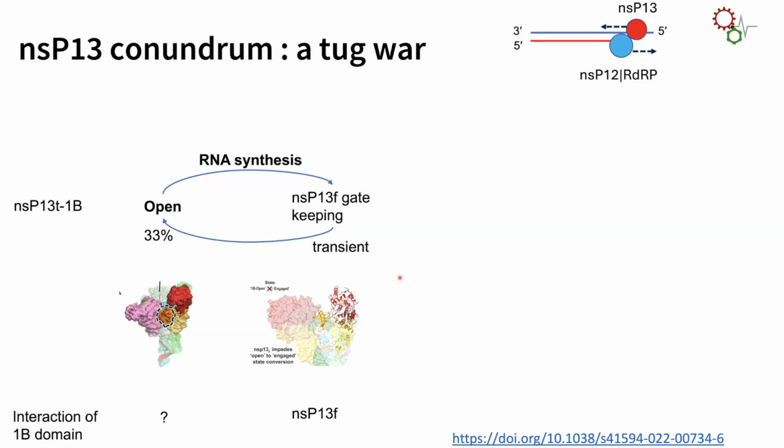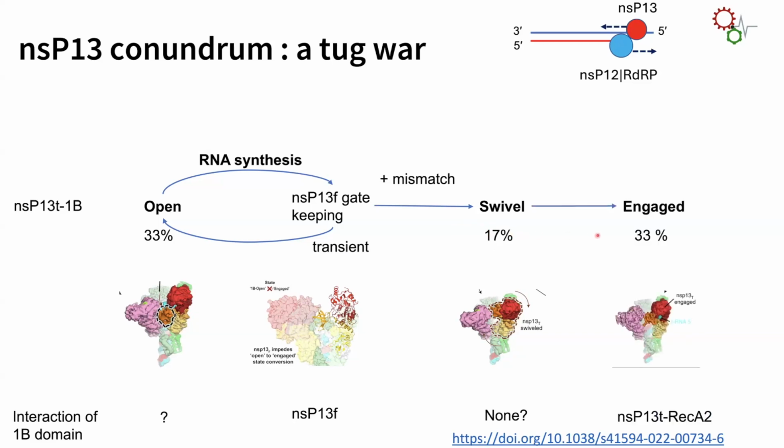RT backtrack complex, which means, in general, when the RNA synthesis happens, this 1B domain does not engage with the RNA. We say this is the open form. In this case, the RNA keeps being made because of the RdRp portions of it. However, when some sort of mismatch happens, the 1B domain turns, in a swivel form, and then it allows the RNA to engage with the 1B group.